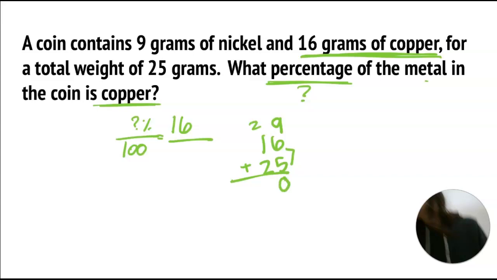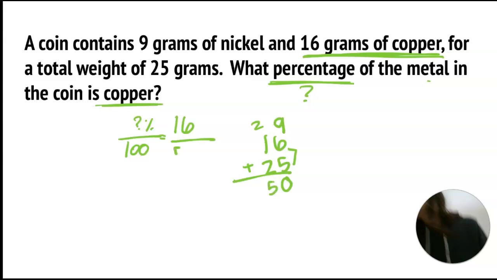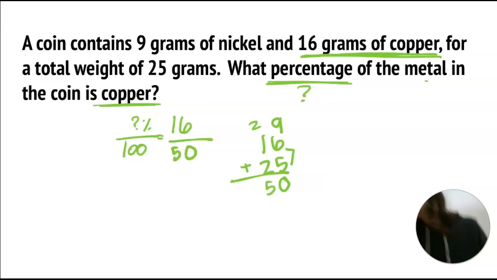So I'm going to keep this the ratio way because I can just times by 2, times by 2. 16 times 2 is 32. 32% of the metal in the coin is copper. Did you get it? Let's try one more.